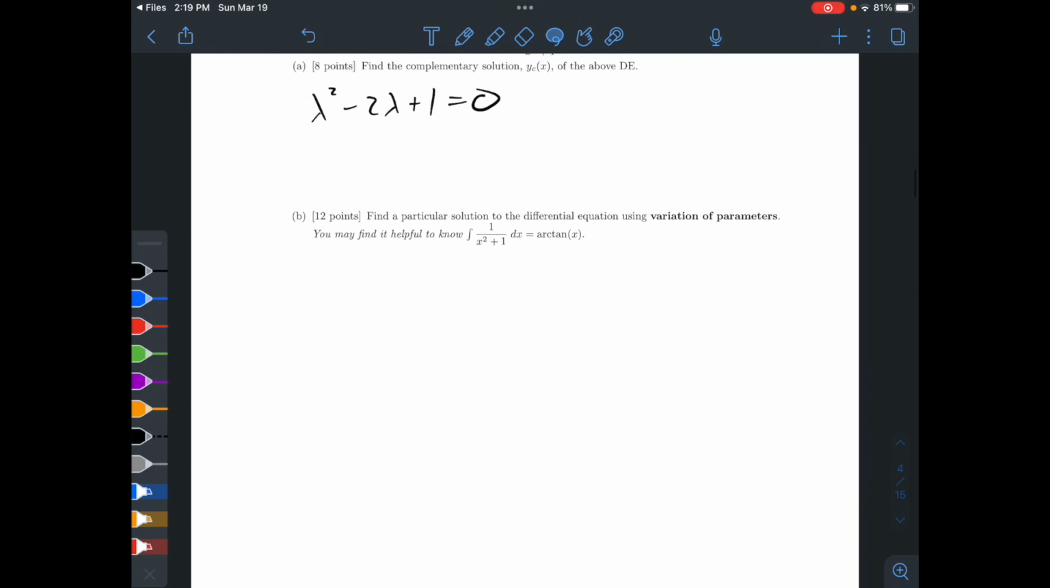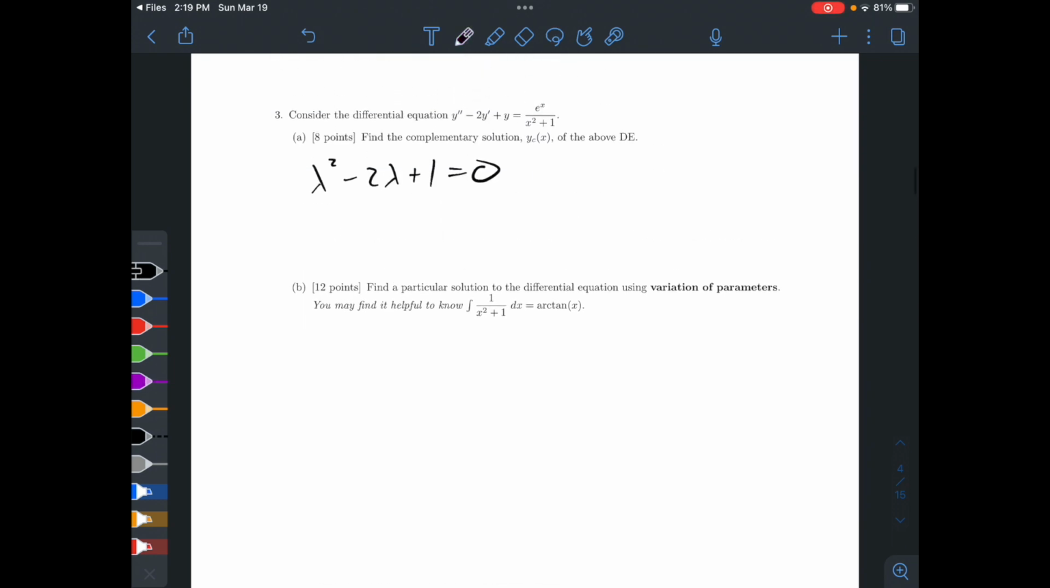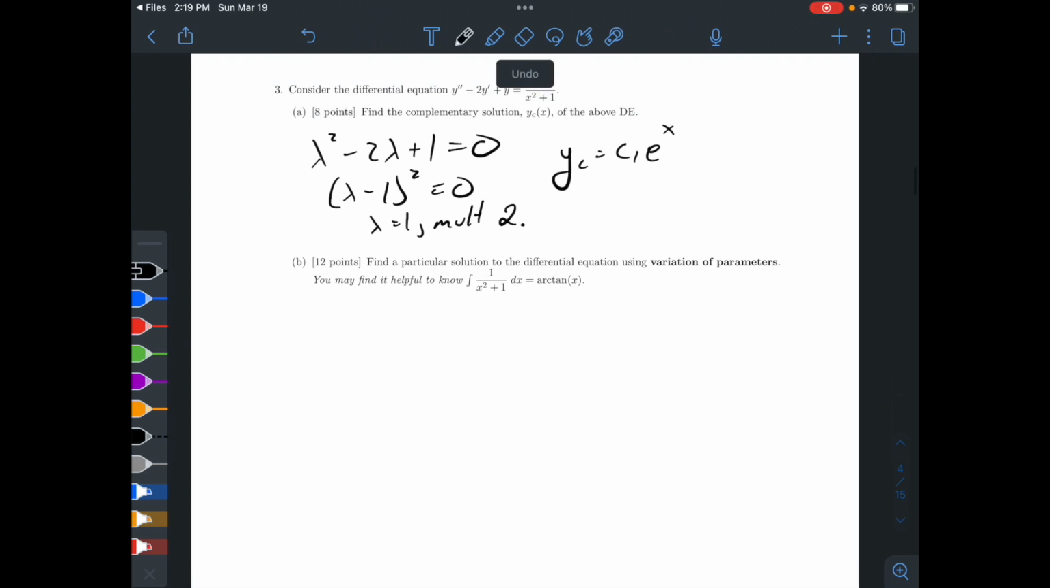All right, back to this problem. So we converted this to the characteristic polynomial. Then this one we can just factor as lambda minus 1 squared. And so lambda is equal to 1 with multiplicity 2. Cool. So then y sub c is equal to c1 times e to the x, or e to the 1x if you want that, plus c2 times, so whenever you have multiplicity 2, it should be x e to the x. So you just multiply that by the power of x.